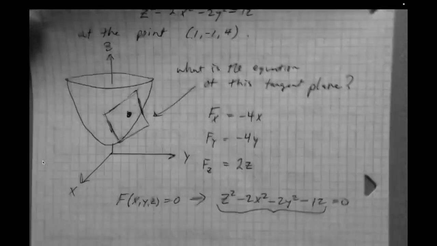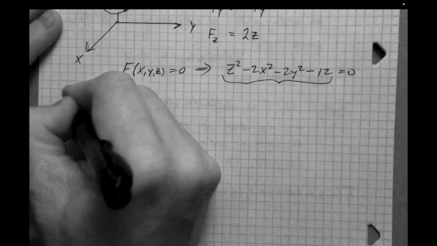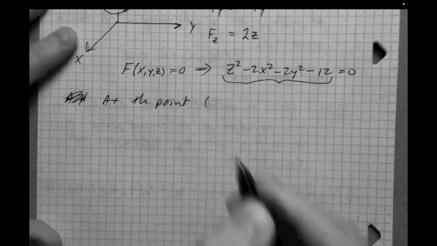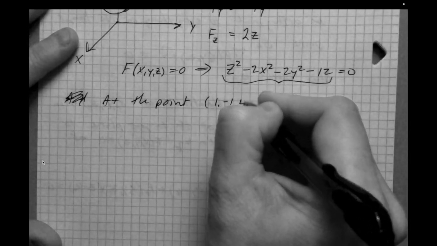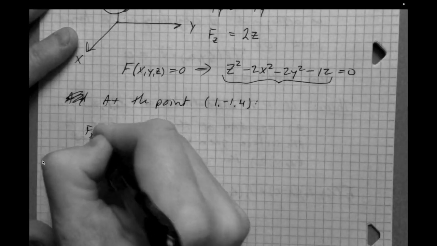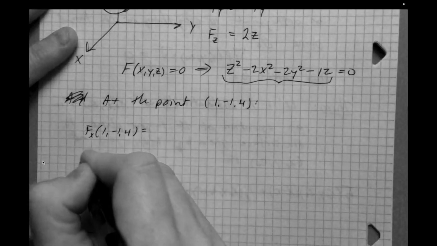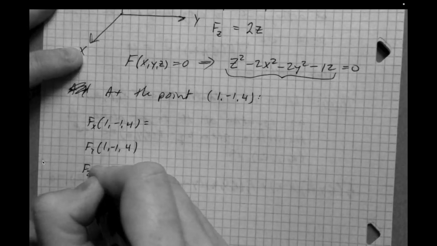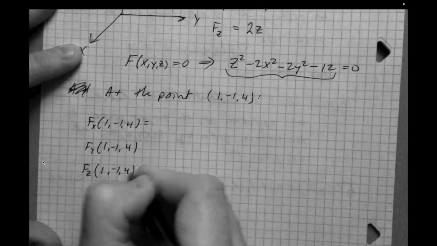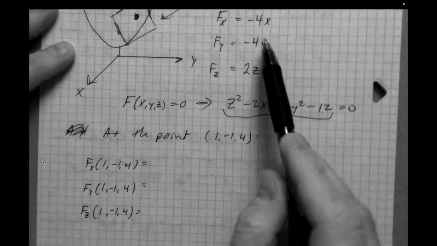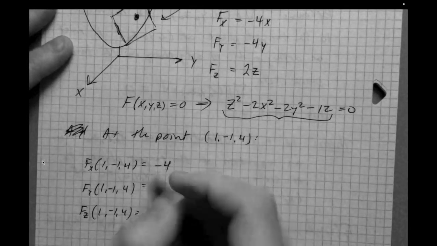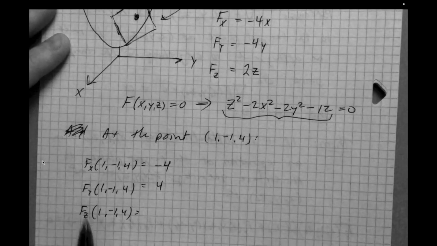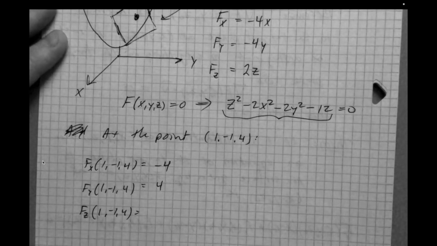So now we know the partial derivatives. Can we evaluate them at the point of interest? So at the point, what's the point? 1, negative 1, 4. So you've got f sub x at 1, negative 1, 4. You've got f sub y at 1, negative 1, 4. And you've got f sub z at 1, negative 1, 4. We need each of those. Well, these are really simple functions, so this is just going to be negative 4. This one will be positive 4, actually. And then f sub z is going to be 2 times 4, so it's going to be 8.